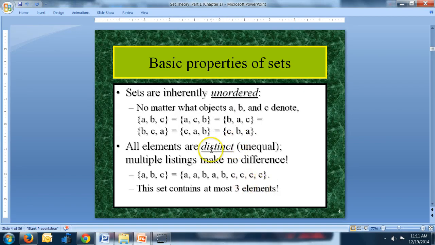Now, the order doesn't matter in a set. If you have the three distinct values a, b, and c, you can put them in any order, and they represent the same set. You can also have a set where a letter is repeated, but it actually has only three different letters, little a, little b, little c. Those two sets are identical.